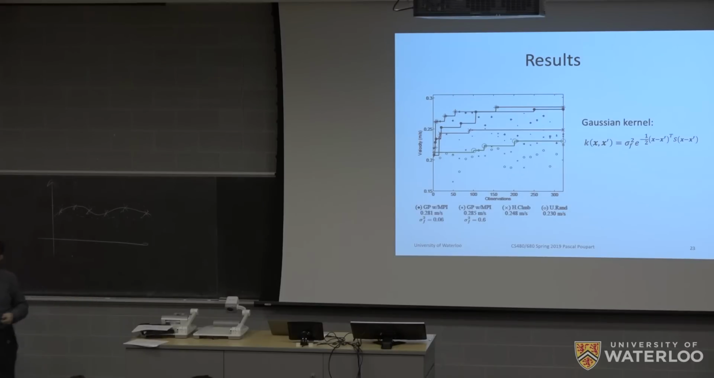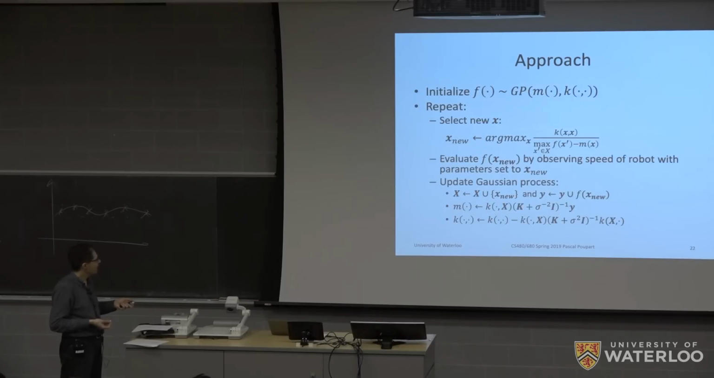Any questions regarding this application? Yeah? Is the intuition with the covariance doing better that you're kind of more experimental, you're willing to try out a larger space around your initial function? So 0.6 does a little bit better than 0.06? Yeah, for the Gaussian process, 0.6. So that means there's higher variance.